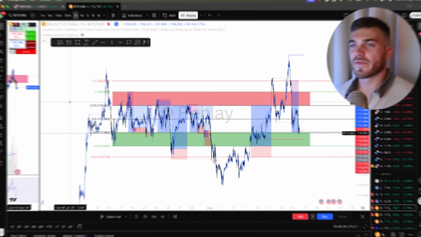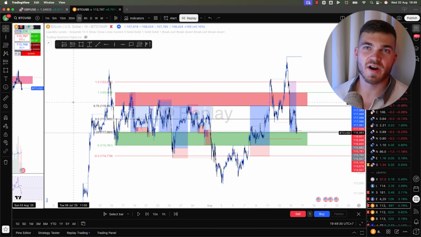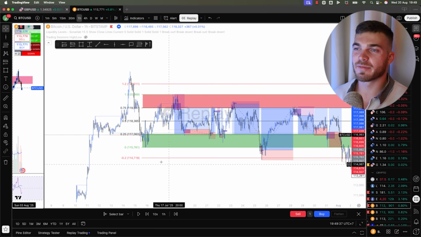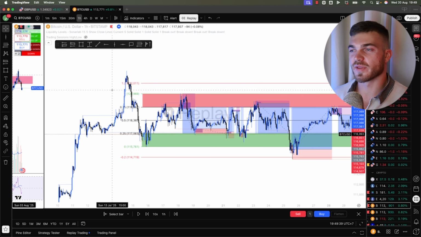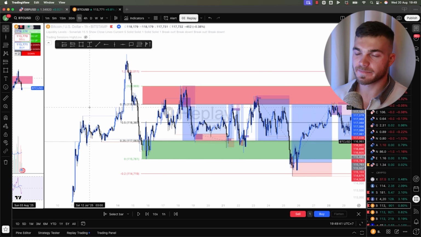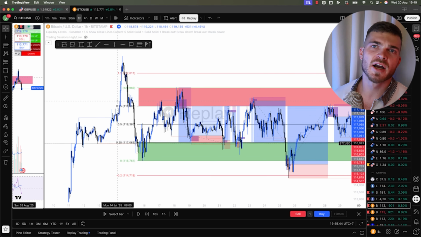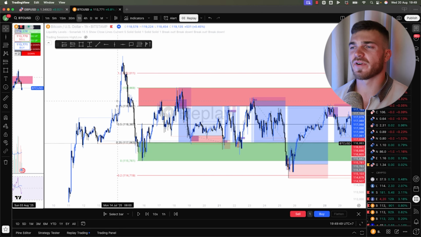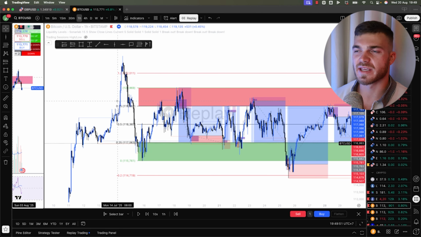So first things first, when you're range trading, of course you need to mark out where the range is. I know it sounds obvious, but it is very important how you do this. For this specific strategy, I like to do it on the 1 hour chart, but you can chop and change this around. You can do it on the 4 hour, you can do it on the daily, but I just find the 1 hour works the best for me personally.